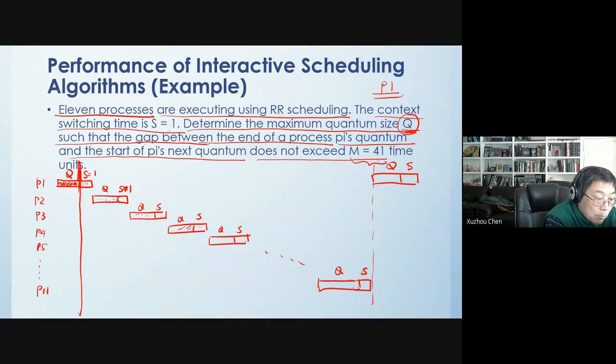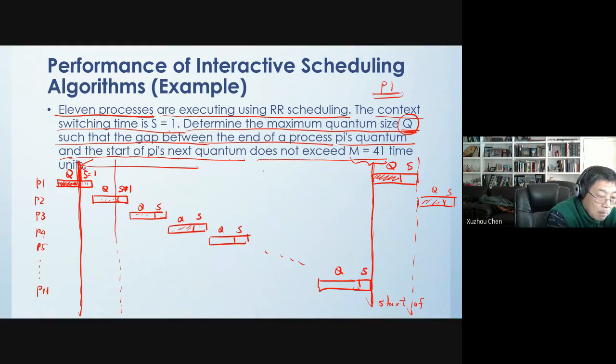So between the end of the process Pi's quantum and the start of Pi's next quantum, what's the start of the next quantum? That's the start of the next quantum, and that's the end of the current time quantum. That's for P1. Now, if we use P2, for P2 the end of the current quantum is here, right? The start of the next time quantum is going to be here. So basically, that's the total time between the end of the current time quantum and the start of the next time quantum.